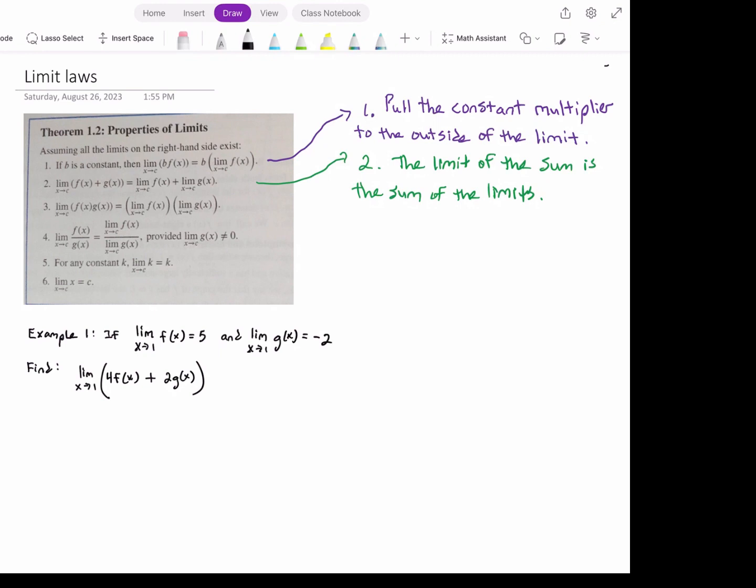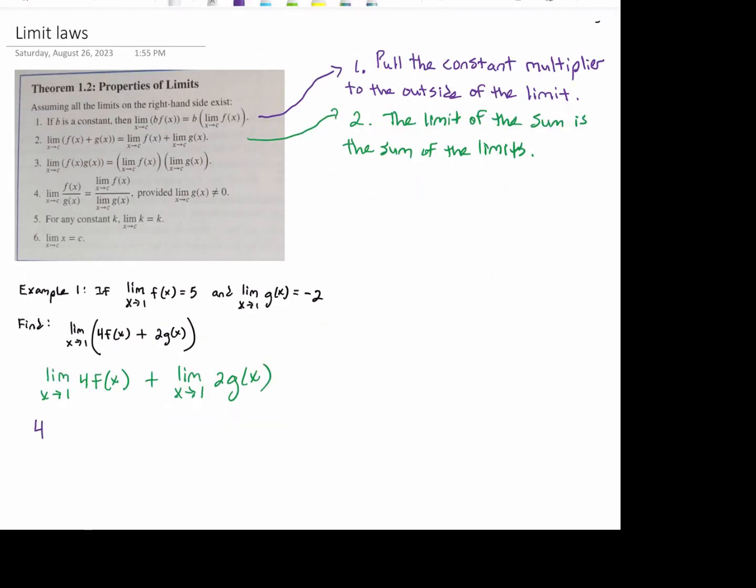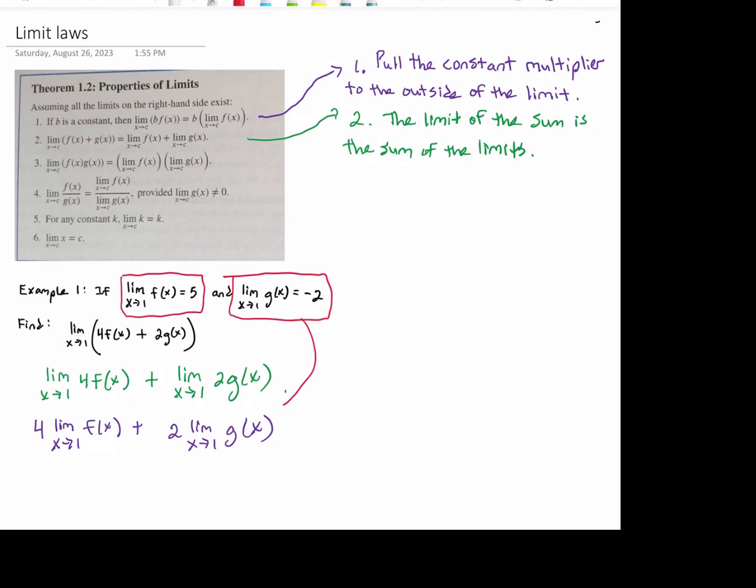Let's apply the two limit laws to this example problem. Since the limit of the sums is the sum of the limits, let's apply the limit to each function separately. We've applied it to f of x, separate now from g of x. Now let's use limit law 1 and pull out the constant multiplier from each of those two functions. Next, we want to use the information given to us in the problem about the value of the limits.